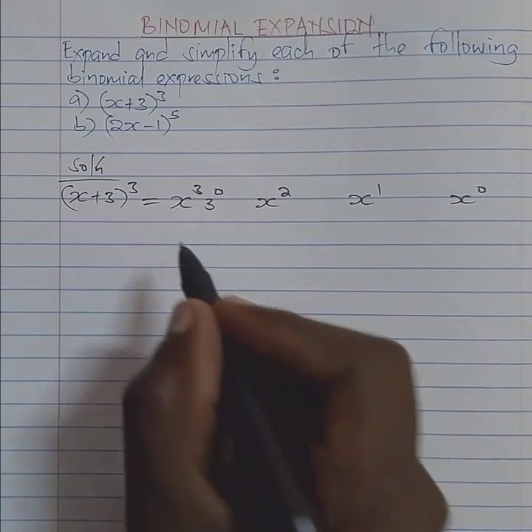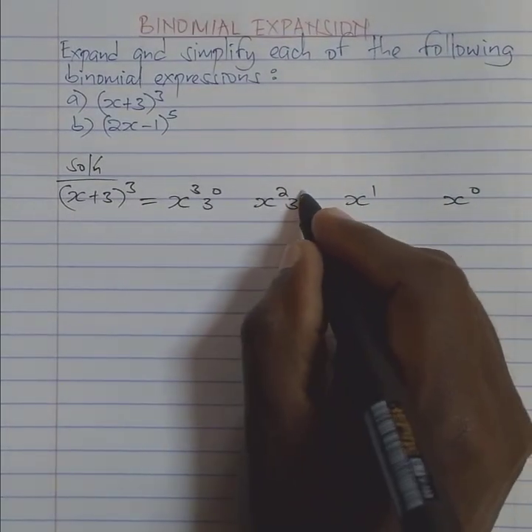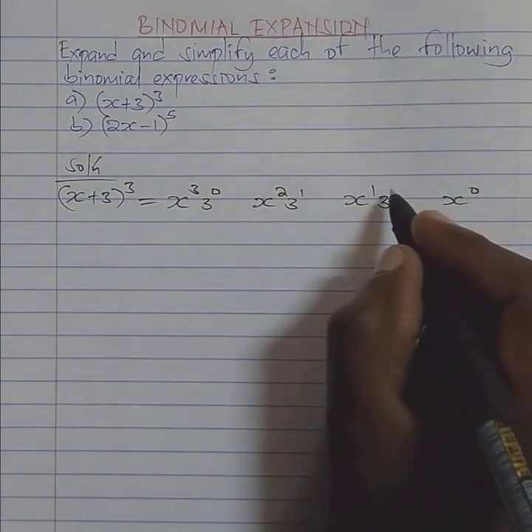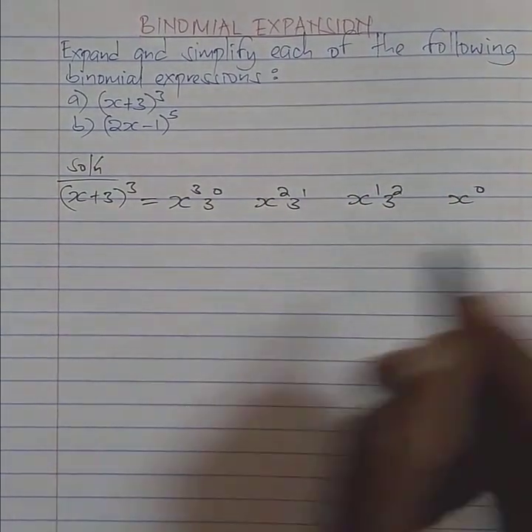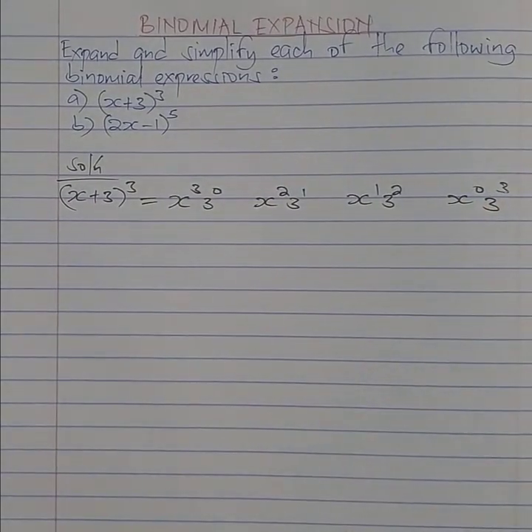So for the second term, which is 3, we add 1 to the power each time. 0 plus 1 is 1. For 3, 1 plus 1 is 2. For 3, 2 plus 1 is 3. So that is the last term. We stop there.